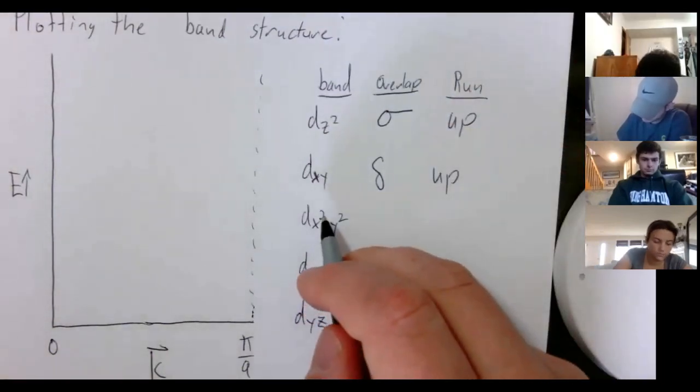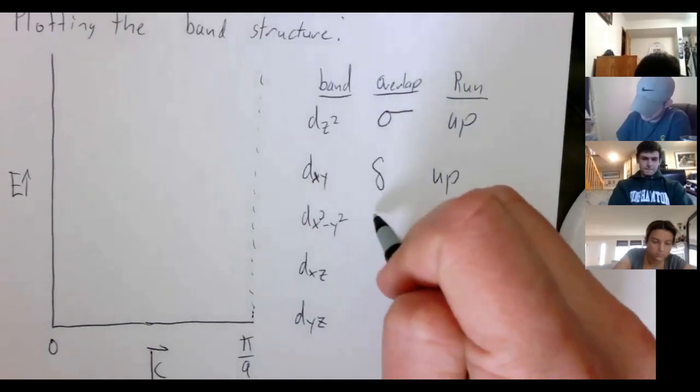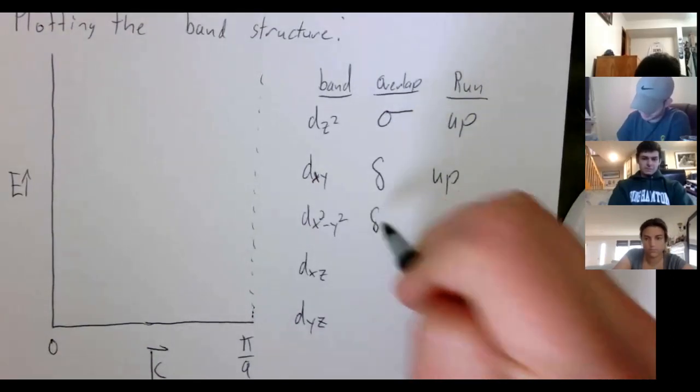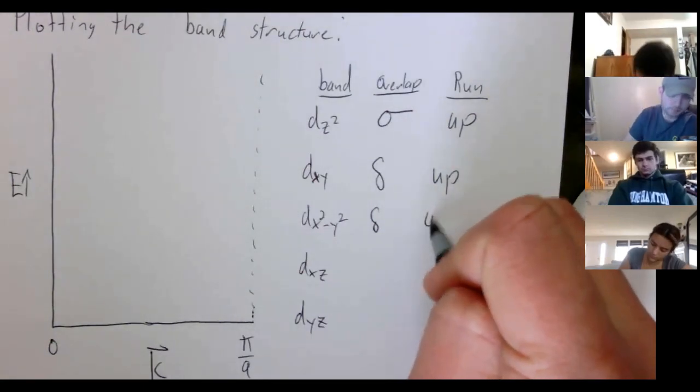dx squared minus y squared. What type of overlap did we say that's going to have? Still delta. Yep. Is it going to run up or down? Yep, up.